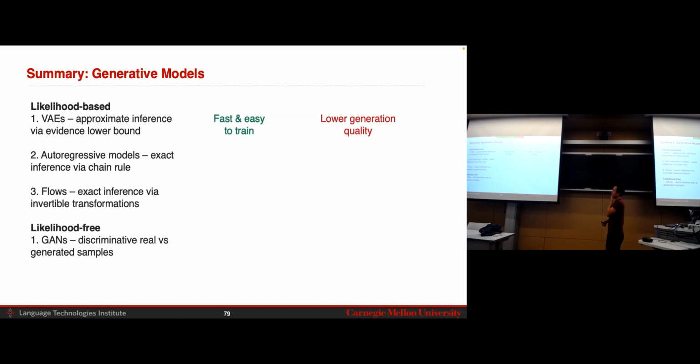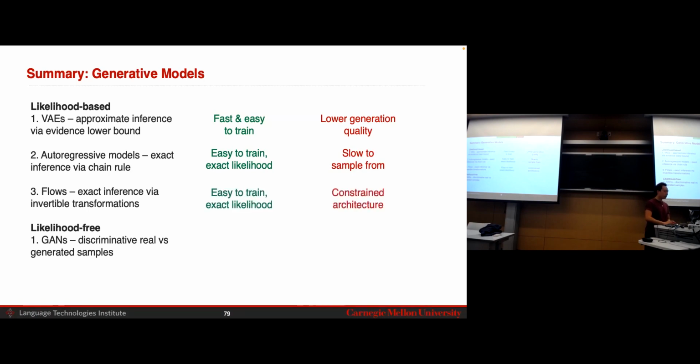And there are pros and cons of each. VAEs are really fast and easy to train. You can also do inference of latent variables given data. The biggest issue is that they generate data of lower quality. Autoregressive models are also easy to train. You have exact likelihood, but typically they're slow to sample from because you have to do it autoregressively, and it's also really hard to condition them. For flows, it's easy to train with exact likelihood, but you have a very constrained architecture.